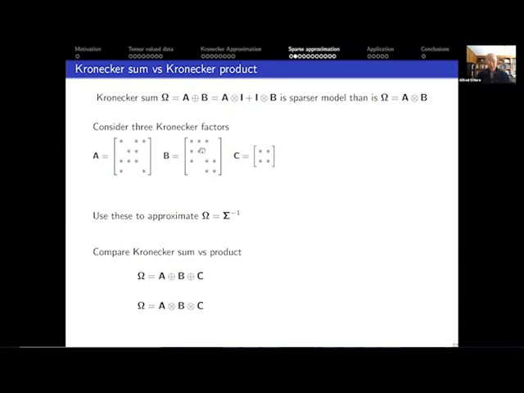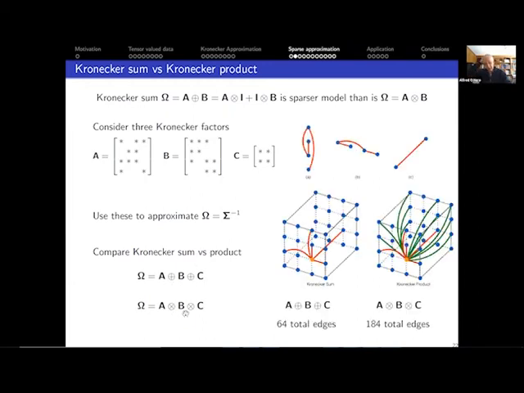So if you consider a very simple case, 3 Kronecker factors, A, B, and C, and we'll use these to approximate omega, the inverse covariance, using either a Kronecker sum or a Kronecker product, then you can visualize this multiplication or explosion, as my student likes to call it, of edges that the Kronecker product representation causes.